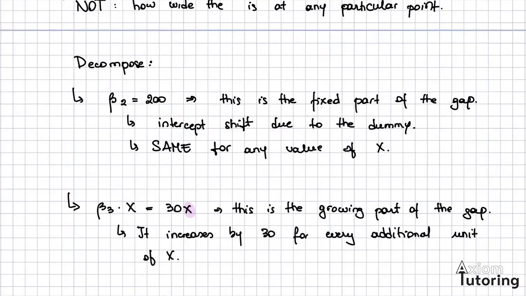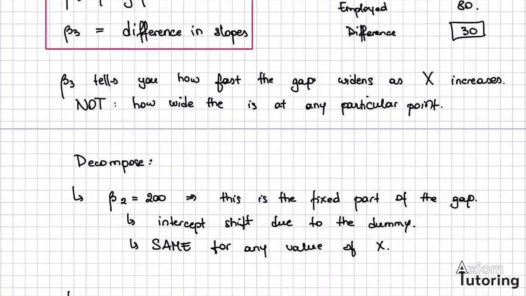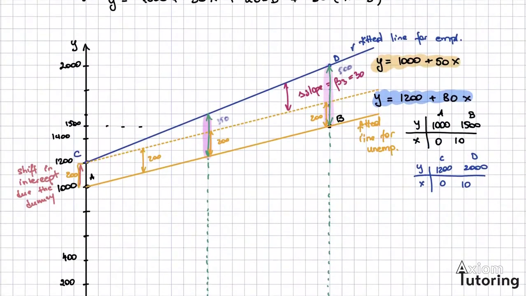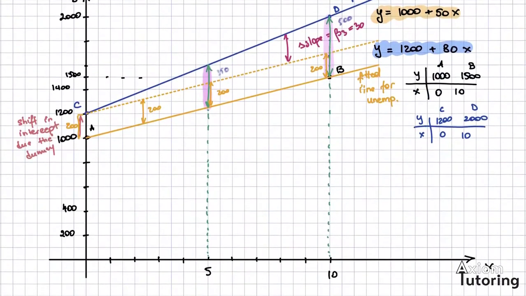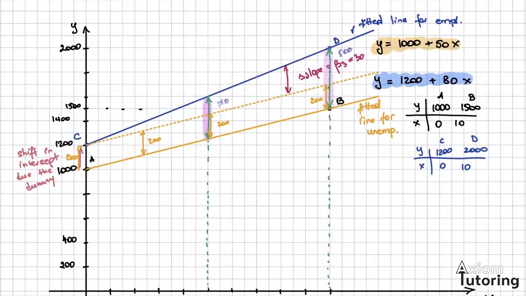A useful way to see this is, imagine that you're basically drawing a third line, okay, through the employed intercept, but with the unemployed slope of 50. So the distance from the unemployed line to this imaginary line would have always been this beta 2 equal to 200. Now, the distance from this imaginary line to the employed line is the beta 3x. So this means that in this 350 gap that we had right here, so this is our 350 gap, the green line, the fixed part is the 200 in here.